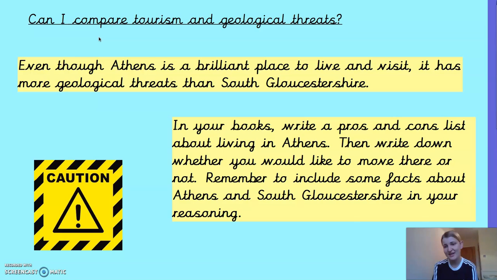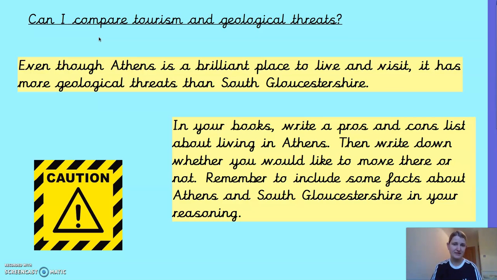Okay, so today, your final activity, what we would like you to do is, in your books, write a pros and cons, so reasons for and reasons against living in Athens. Okay, so you could think about that two ways. You could think about reasons for and against living there as a citizen, someone that lives there all the time. Perhaps it's really annoying when all the tourists come in. Or you could think about it as a tourist, like why would it be nice to go and live there for a week or a month or whatever.